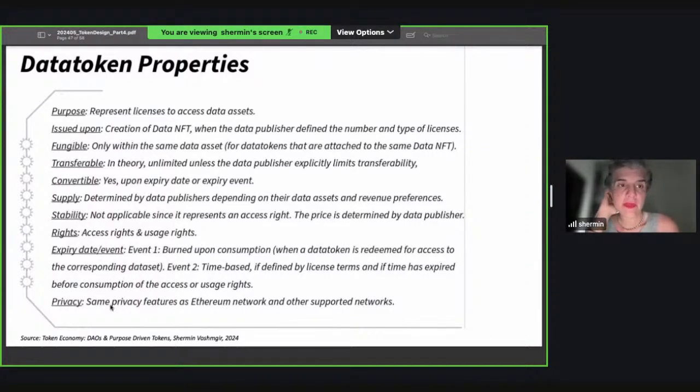As a data NFT owner, you can define the number of data tokens or access rights you attach to a certain data asset. Do you want to have it scarce, less scarce, expensive, less expensive? How many people should be able to access it? The data tokens are issued upon creation of a data NFT, when the data publisher also has to define the number and type of licenses attached, and the licenses are represented by the data tokens. These data tokens are in themselves fungible within the group of the same data asset. You could attach 100 licenses to one data set, and these 100 licenses would be fungible within that group.